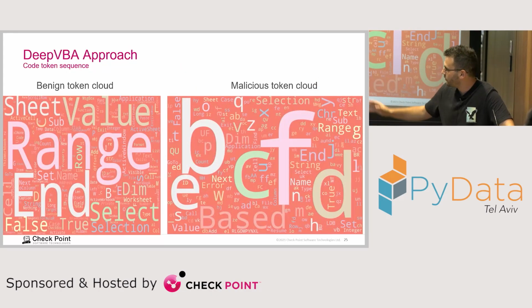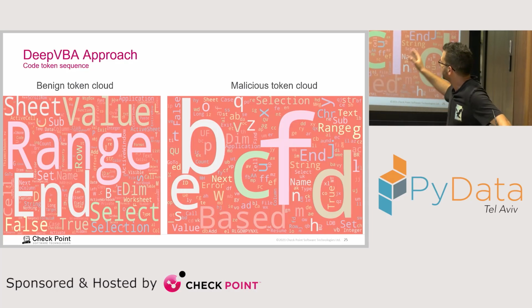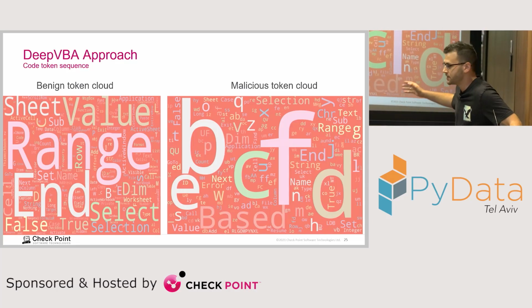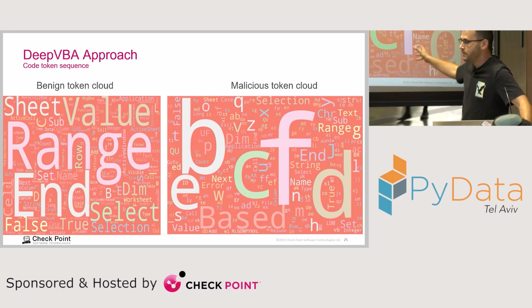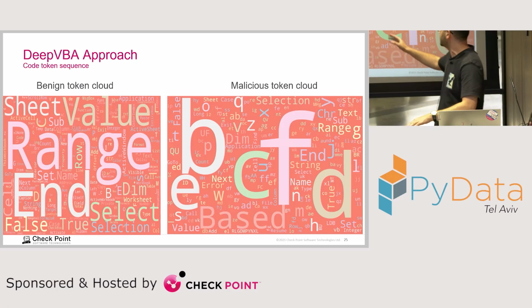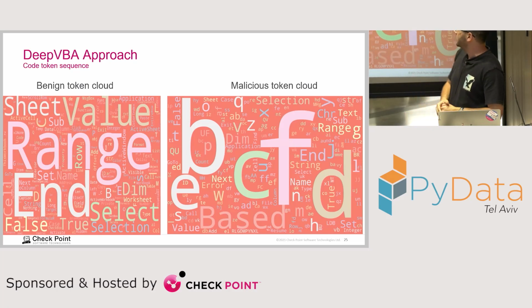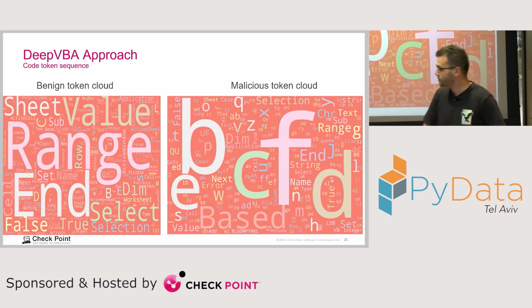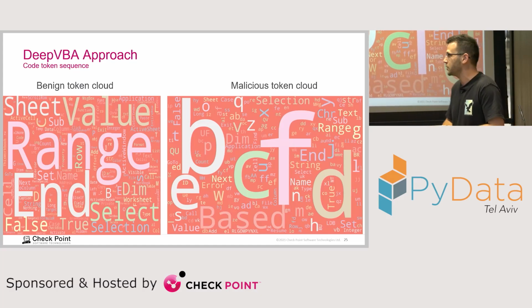Okay, so here you can see the wide difference between the benign token cloud and the malicious token cloud. And you can see, as I said, malicious tokens are mostly made of base vocab characters. What I mean by base vocab characters is the B, the E, the C, the F, where the benign token cloud is made up of frequent English words that we are familiar with.